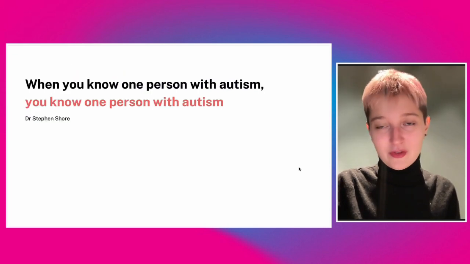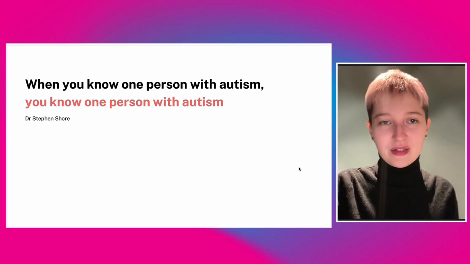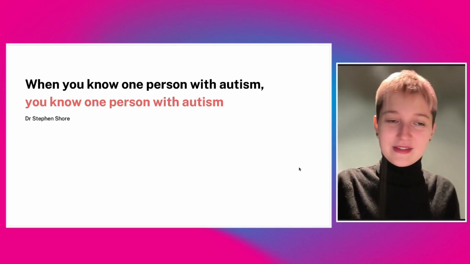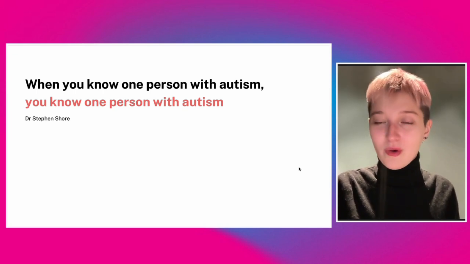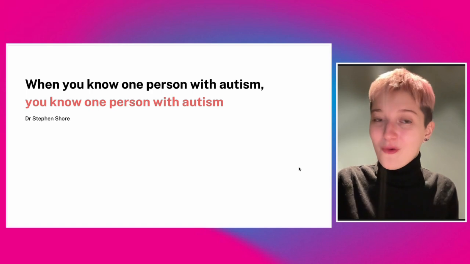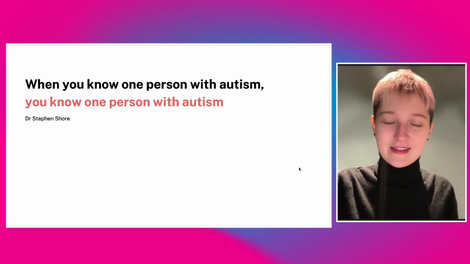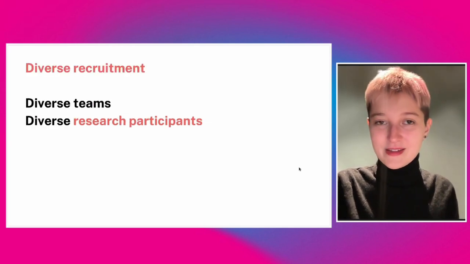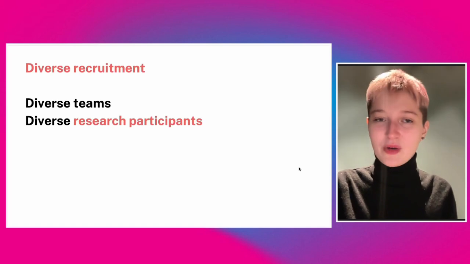And I think this quote, which you might already know, but I believe it really shows the idea behind what I was saying, is this quote from Dr. Stephen Shore, who says that when you know one person with autism, you know one person with autism. And that's why it's always a good idea to ask respectfully and to respect someone's preferences. And same applies to research participants.